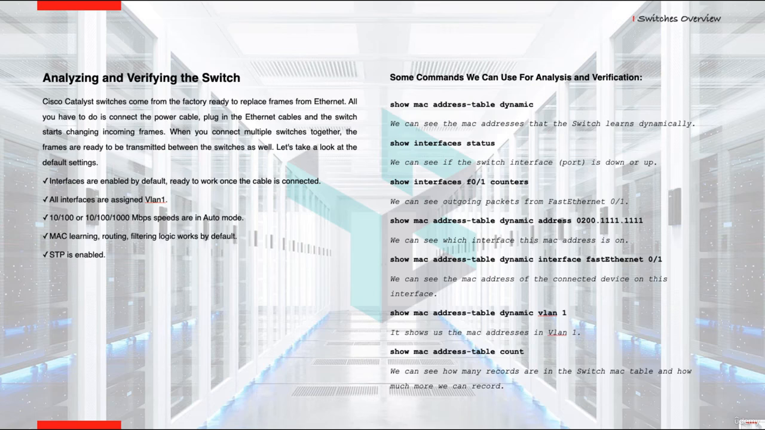When we type show mac address-table dynamic, you can see the MAC addresses that the switch learns dynamically. The show interface status command shows the status of the interface. With this command, you can also see outgoing packets from FastEthernet 0/1. With this command, you can see which interface a given MAC address is on. Here, on the contrary, you find out the MAC address of the device connected to FastEthernet 0/1. With this command, you learn the MAC addresses of the devices in VLAN 1. Here you can see how many records are in the switch MAC table and how many more records it can keep. This may vary depending on the model of the device.